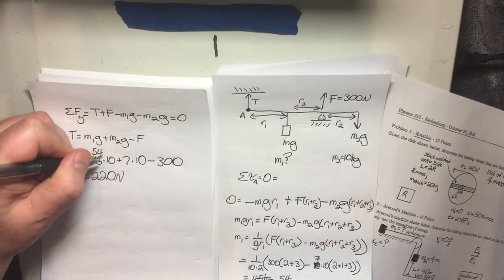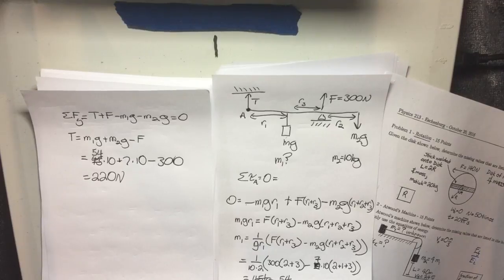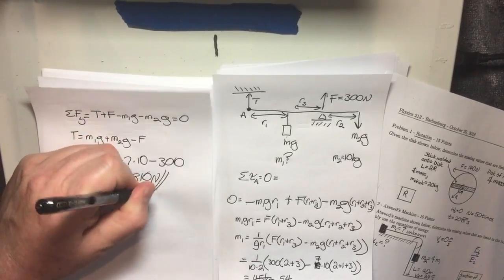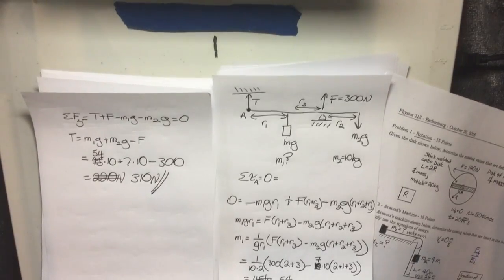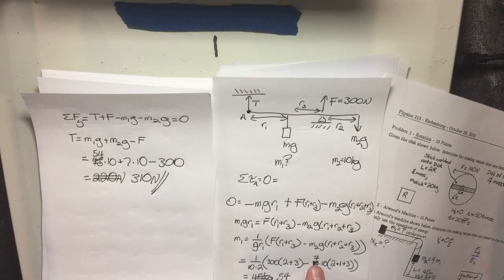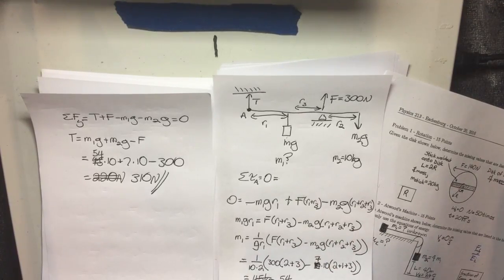Is that what you guys get? Yeah. Okay. 54 times 10 plus 70 minus 300. That gives me 310. And one of the advantages that you have with the alphabet soup method, 1 and then 2, is that if I figure out I inputted a wrong number, I can just go to the plug-in equation, change the one number, and then the thing just works.